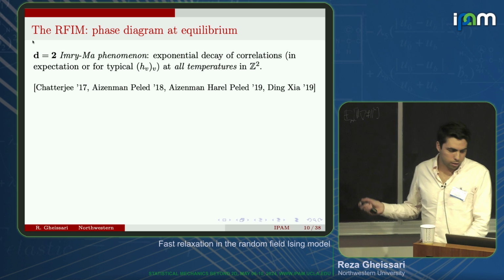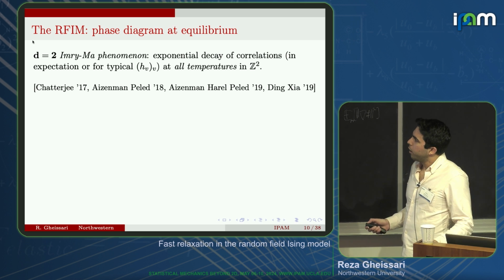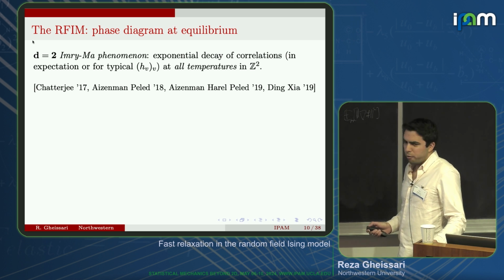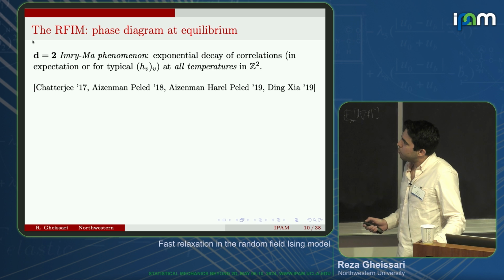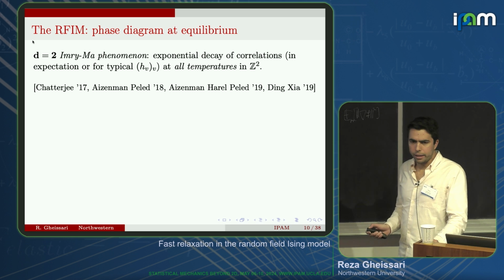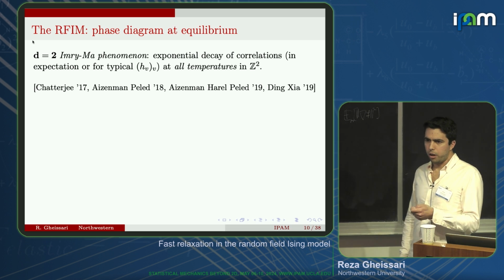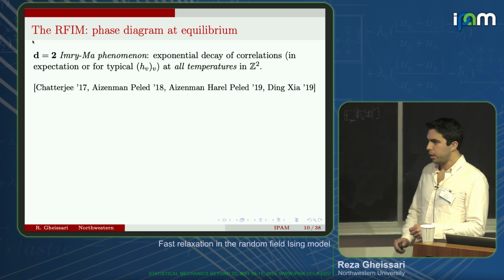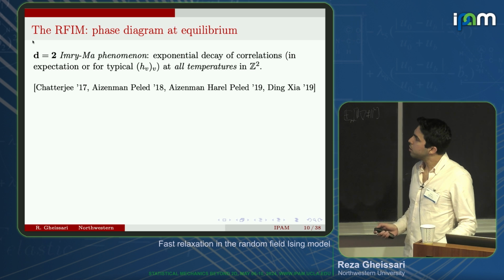So the random field Ising model has also been studied for a long, long time. And there've been a lot of interesting breakthroughs in recent years on this model. In particular, it was conjectured maybe 40 years ago by Imry and Ma that in dimension 2, you should have exponential decay of correlations regardless of the temperature, as soon as you have a positive variance for your random field. So even at temperatures that are really low, the introduction of an arbitrarily small random external field destroys the long-range order of the model and makes it have exponential decay of correlations.